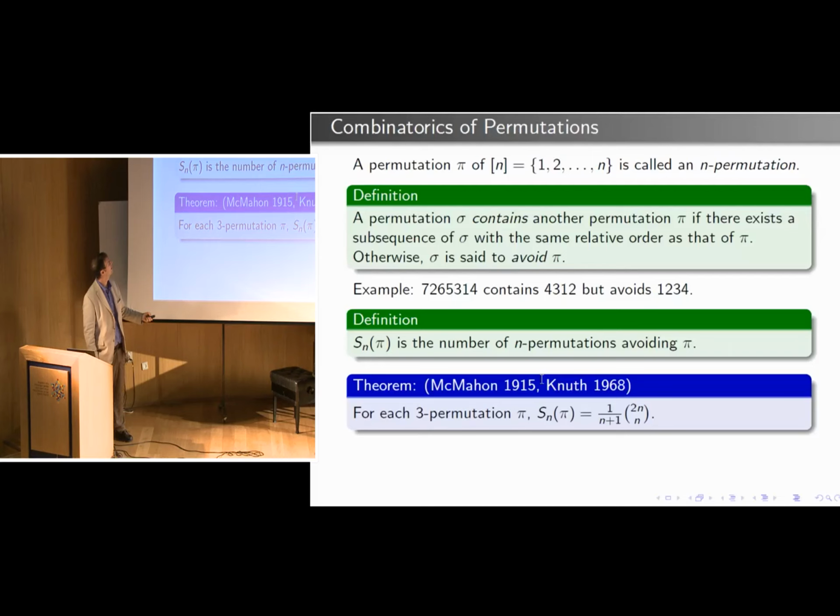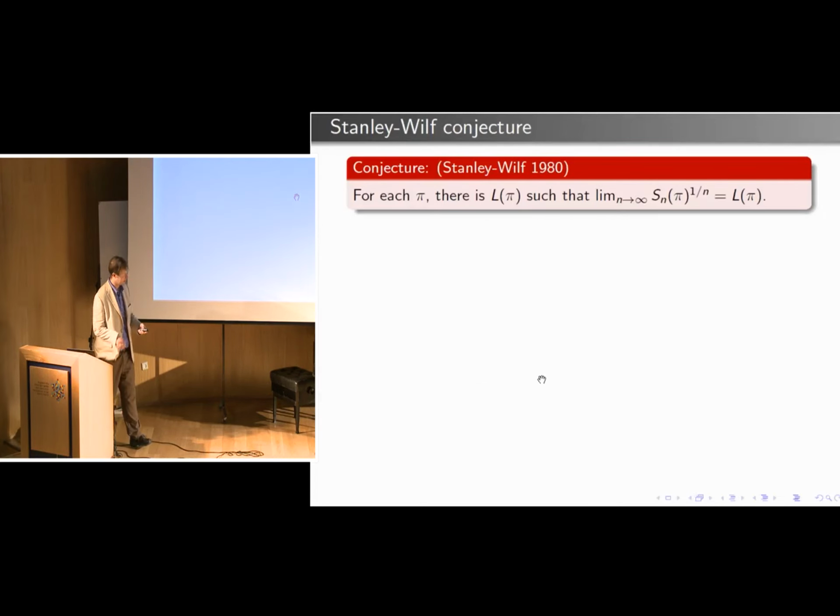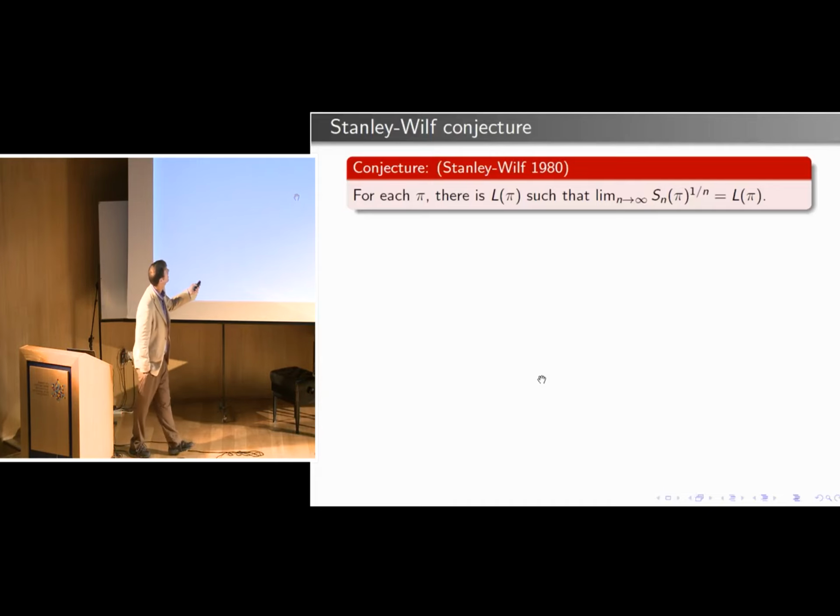This is the famous Stanley-Wilf conjecture from 1980. It says for each permutation pi, there is an L(pi), called the Stanley-Wilf limit of pi, such that Sn(pi) to the 1 over n tends to L(pi). So this means that Sn(pi) grows exponentially with exponential constant L(pi). This problem is equivalent to a seemingly weaker conjecture that it just grows at most some constant to the n.